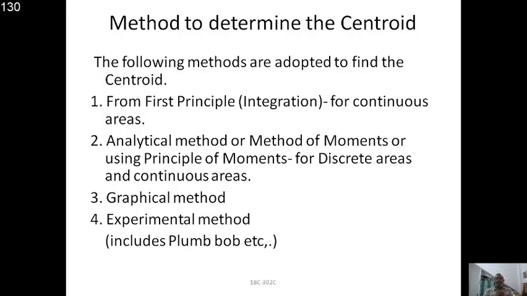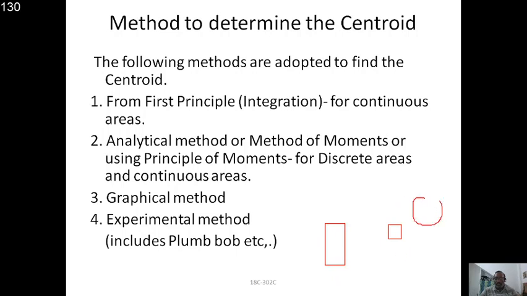Now, which method do we have to follow to determine the centroid? For the determination of the centroid we have four methods. The first one is from first principle, or for continuous areas, that is, first principle integration. It uses integration or calculus formulas, which is used for continuous areas. What are continuous areas? This is a continuous area, right? If I draw like this, it is a continuous area.